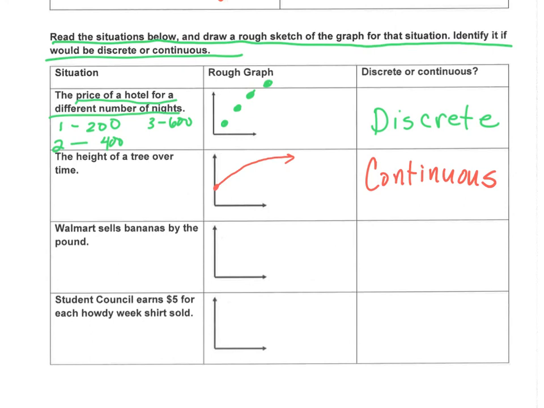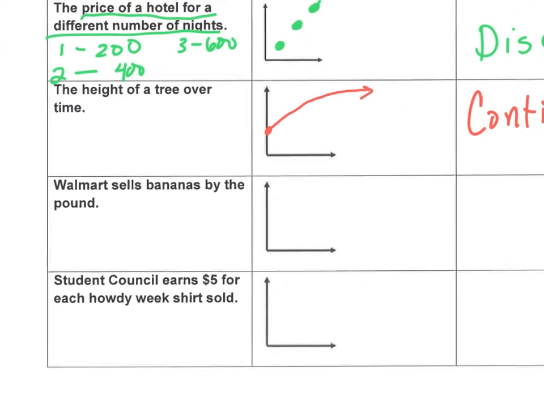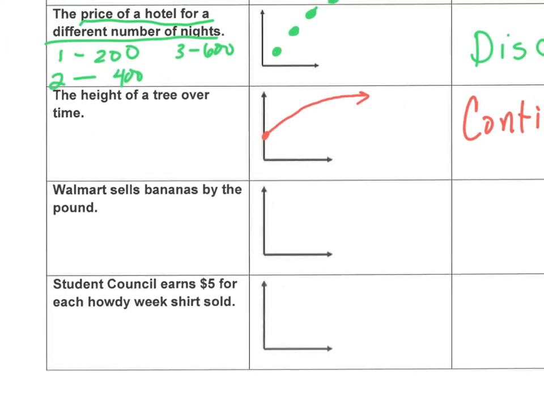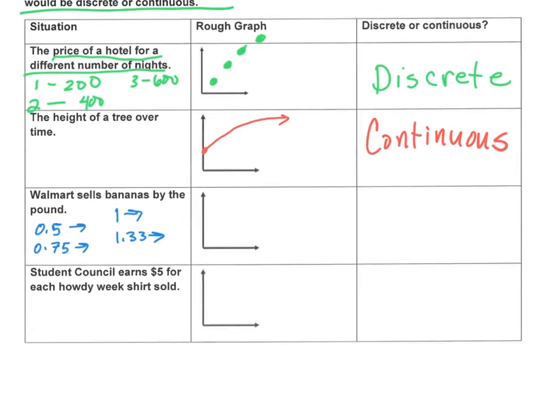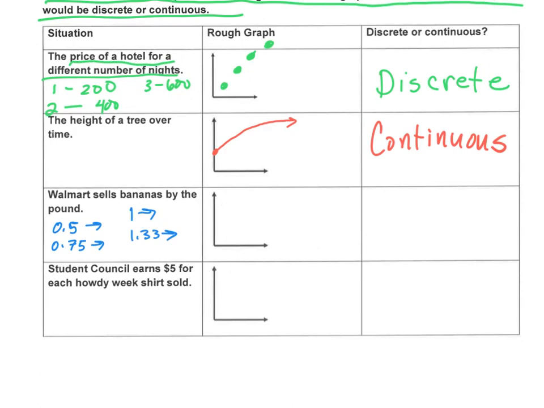All right, Walmart selling bananas by the pound. I had to think about that. They're not selling it by banana. They're selling it by the pound. So if I wanted to go get half a pound, they'd let me buy that. Or if I wanted 3/4 of a pound or a whole pound, or if I wanted 1.33 of a pound, they would let me do that. So it kind of sounds like it's continuous because I can get as much as I want.